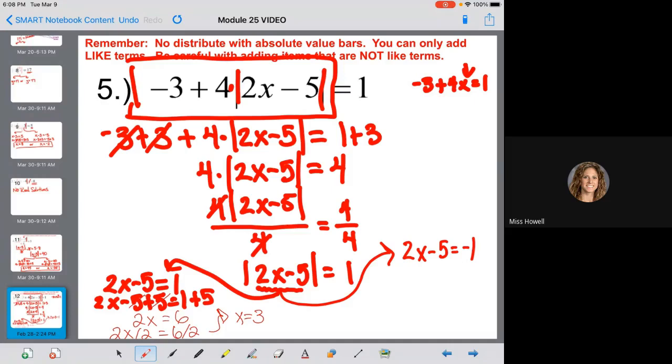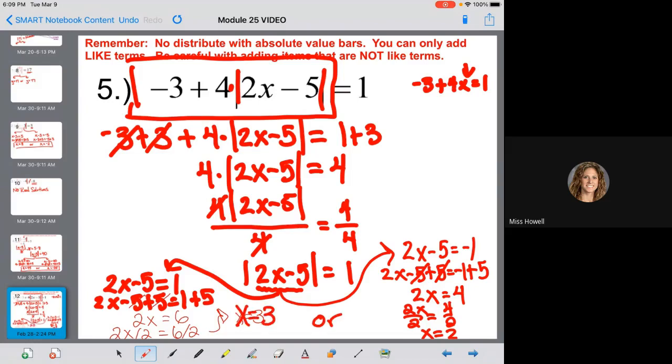Again, that's a two-step problem. So 2x minus 5 plus 5 equals our negative 1 plus 5. Cancel on the one side. We still have 2x. Negative 1 plus 5 would give us a 4. Then we're going to take both sides and divide by 2. And we'll end up that x could equal 2. So x equals 3 or x could equal a 2 would be our final solutions here.